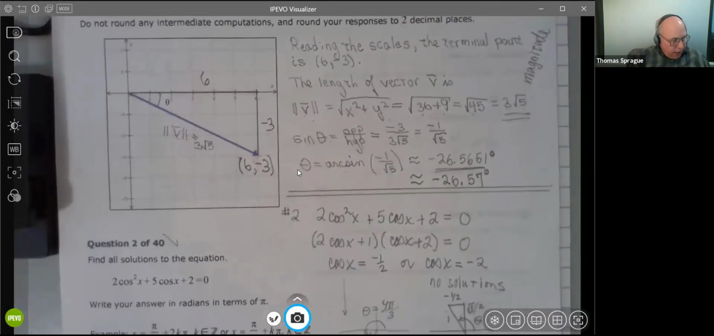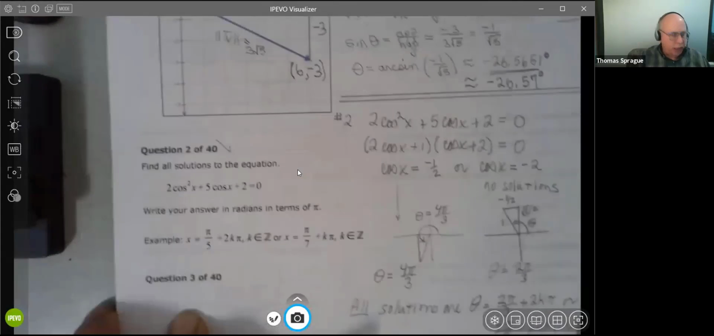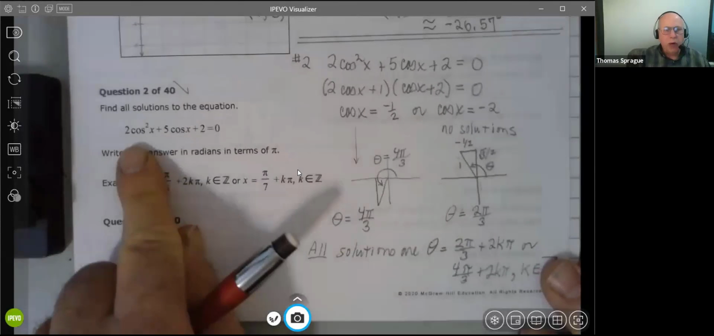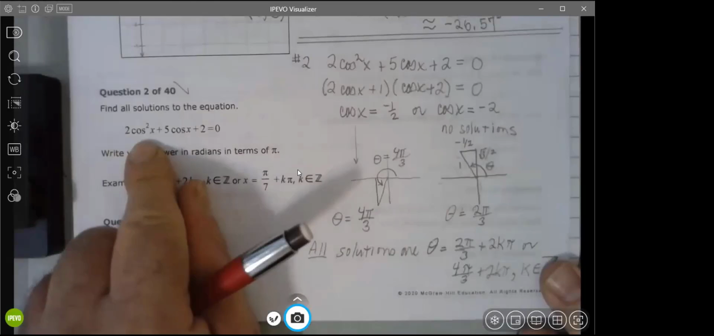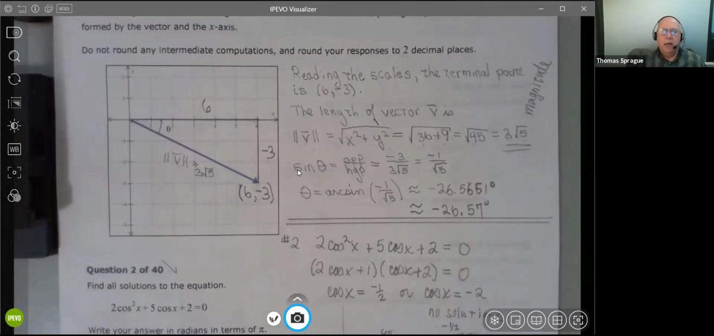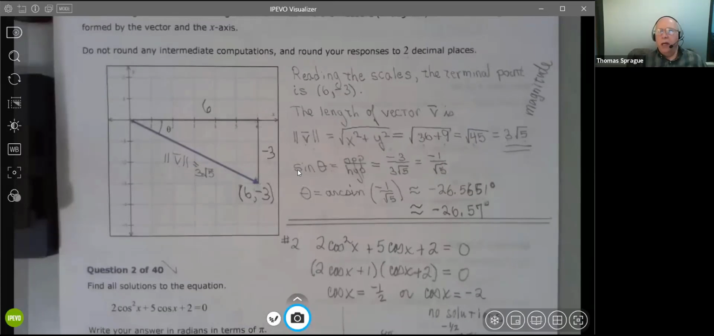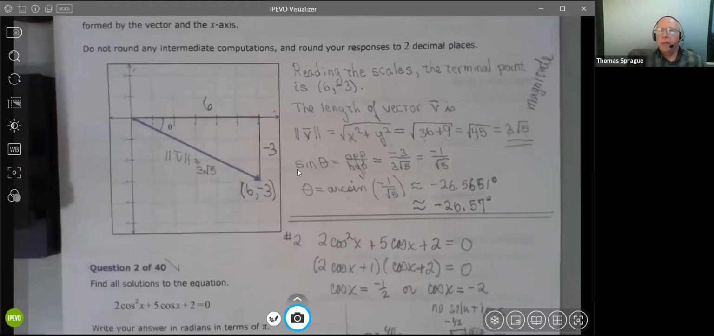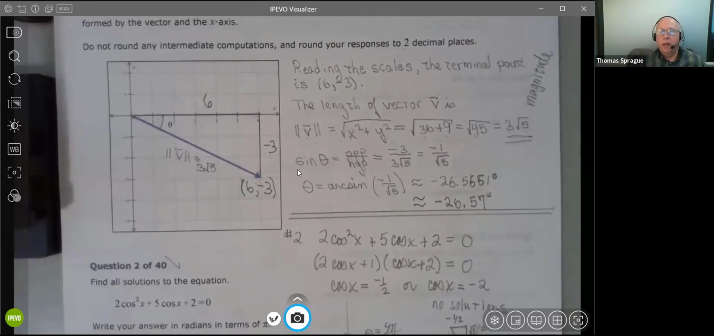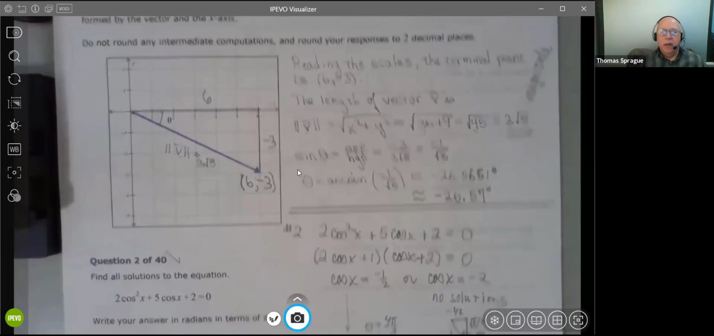Okay, number 2, we have an equation to solve. The equation is 2 cosine squared. Please. Oh, you're trying to catch up? Yeah. All right. Okay. Anybody else need a minute? All right.